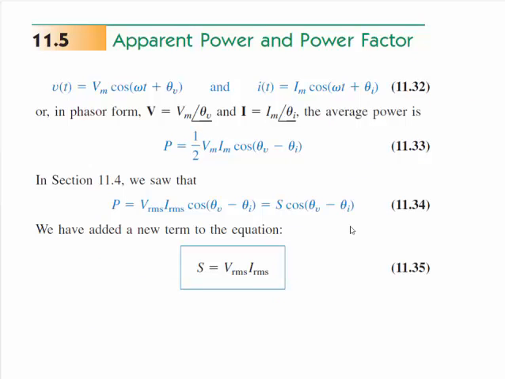So the last section in this book is about apparent power and power factor, which I think is a lot of times confusing to people.